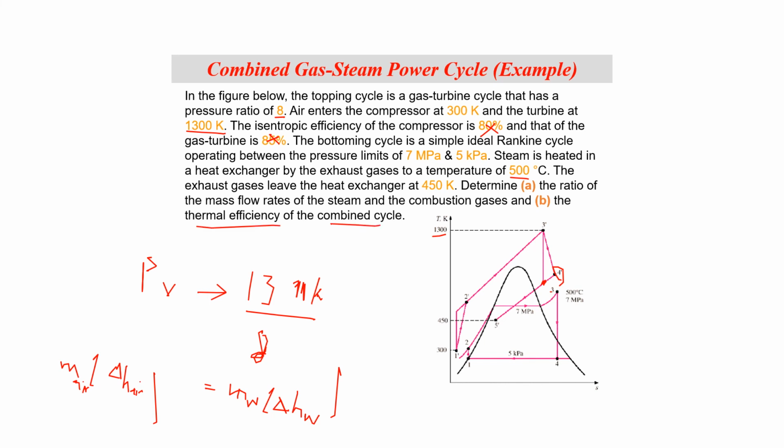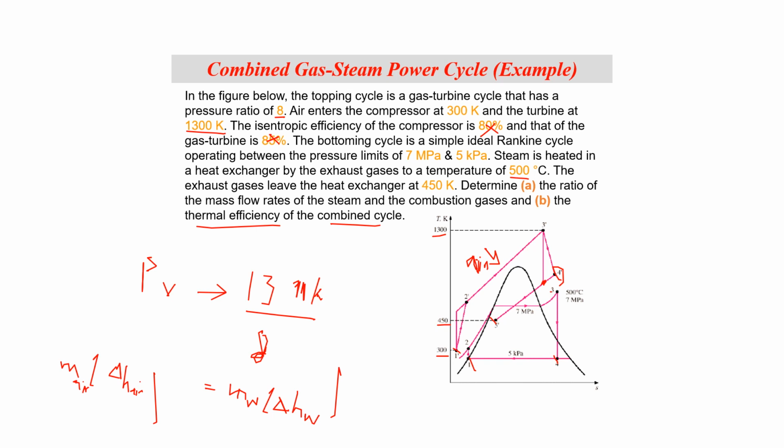The combined cycle has this part, which is Q in, and this part plus this part, which is Q out. So you can just add both of these, so you can have H450 minus H300. That will be the Q out here, and you can have the H4 minus H1, which will be the Q out here.